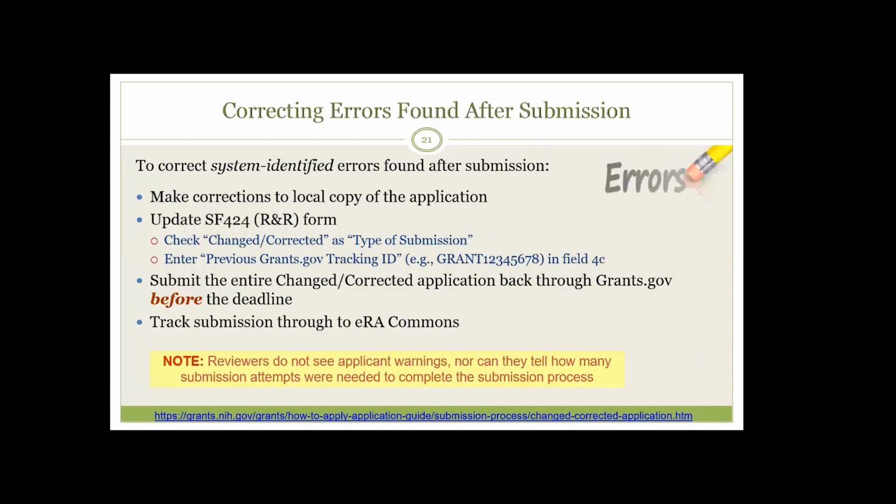So if you do find errors or warnings that you need to address, you need to then submit a changed/corrected application, and that's a box at the top, and include the Grants.gov tracking number in field 4C on the cover page. And again, this must be done before the deadlines. You can do this as many times as you want because reviewers do not see how many times your application was submitted.